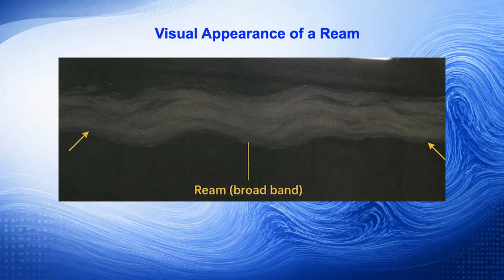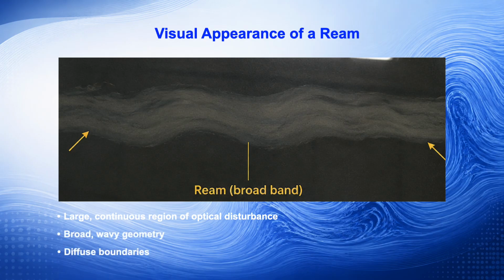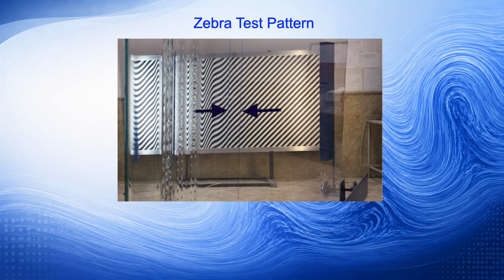In the finished glass product, a ream typically appears as a large, continuous region of optical disturbance. Its broad, wavy geometry and diffuse boundaries indicate that the original disturbance has been stretched, folded, and dispersed throughout the melt. The zebra test pattern is one of the most effective methods for evaluating the severity of a ream. The arrows highlight the optical distortion zone within the glass pane.